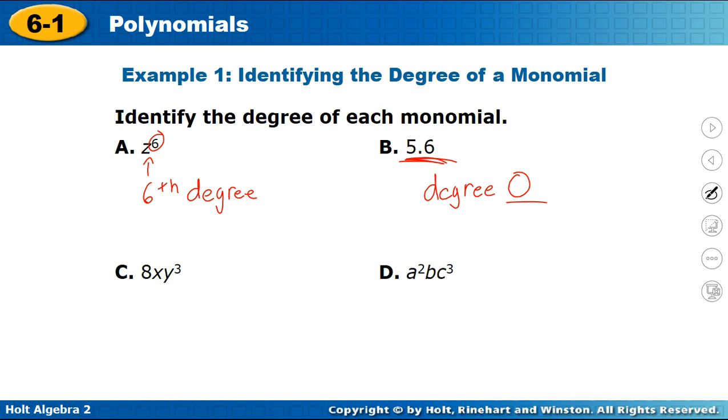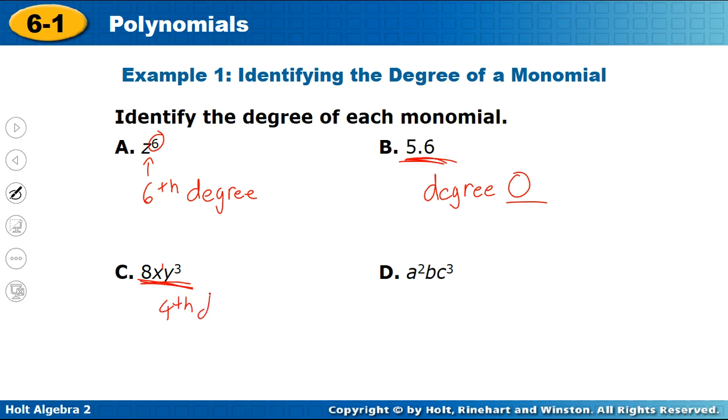All right. C, 8x, y to the 3rd. Notice the exponents on the variables. So x has a power of 1, y has a power of 3. Since there's more than 1 here, we add those together. That's going to be a degree of 4. Call that 4th degree.